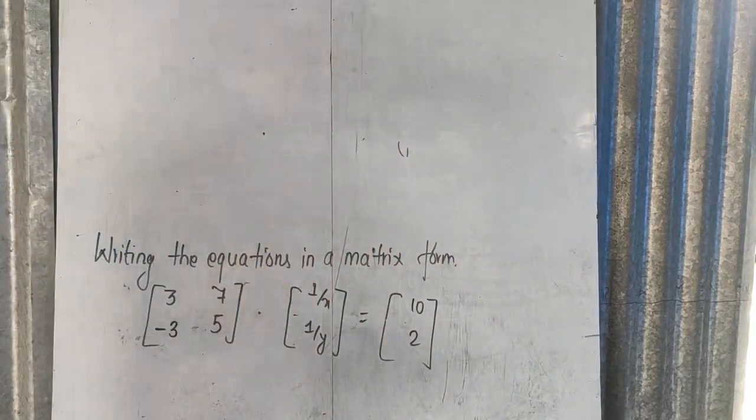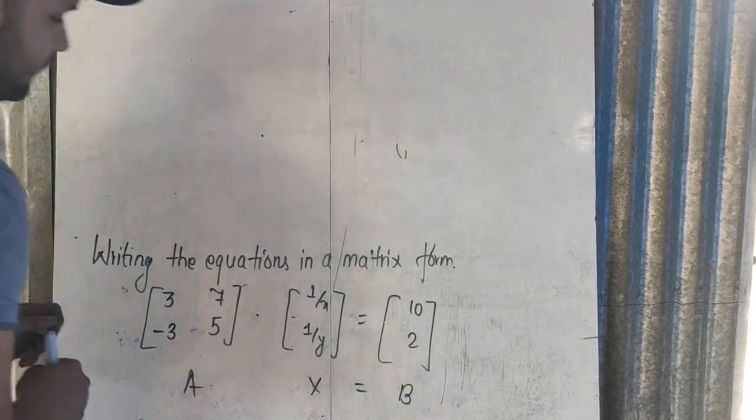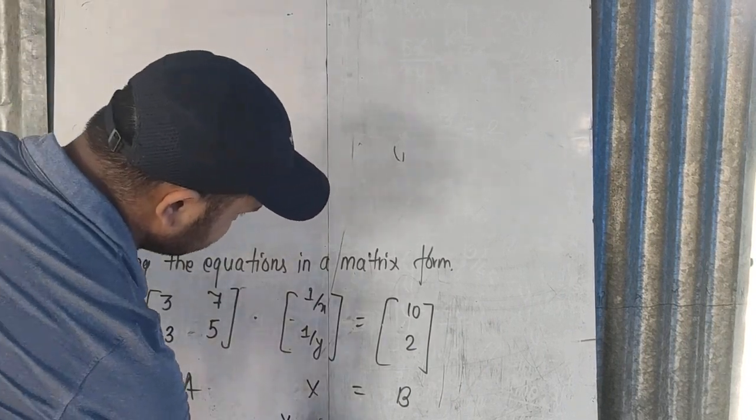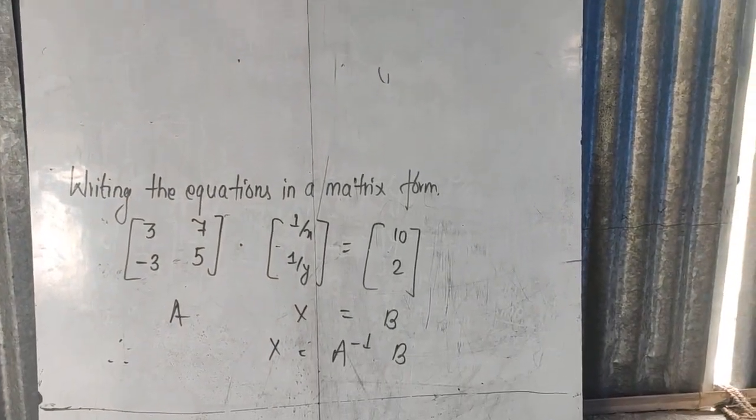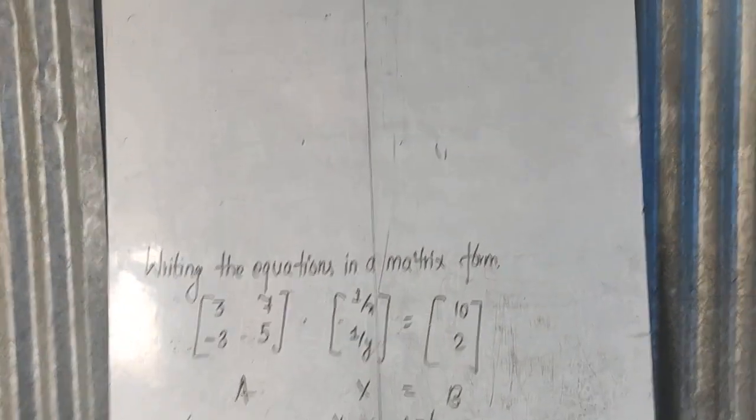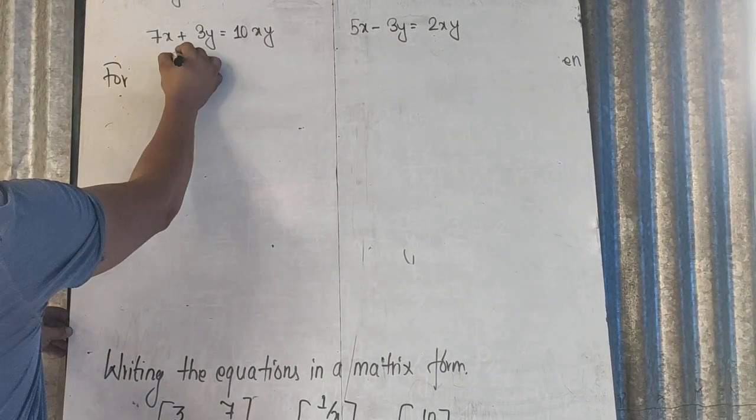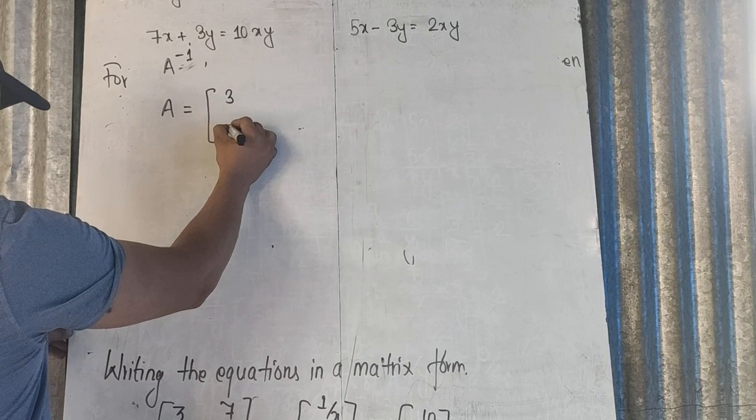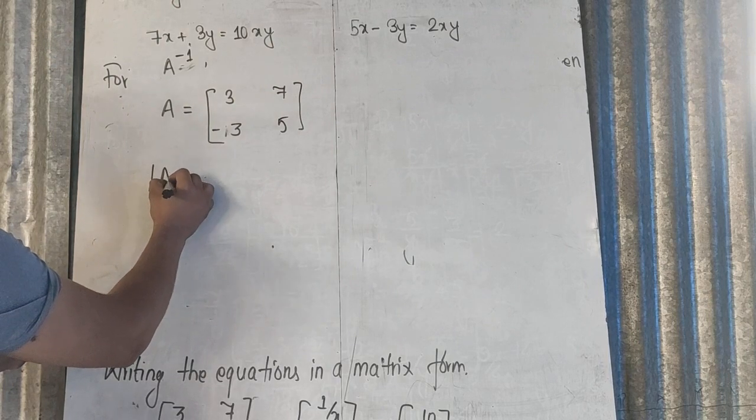Now here we call it AX equals B. Therefore X equals A inverse B. So we are heading to find A inverse. To find A inverse, we need A and its determinant. Down over here we have A equals 3, minus 3, 7, 5.